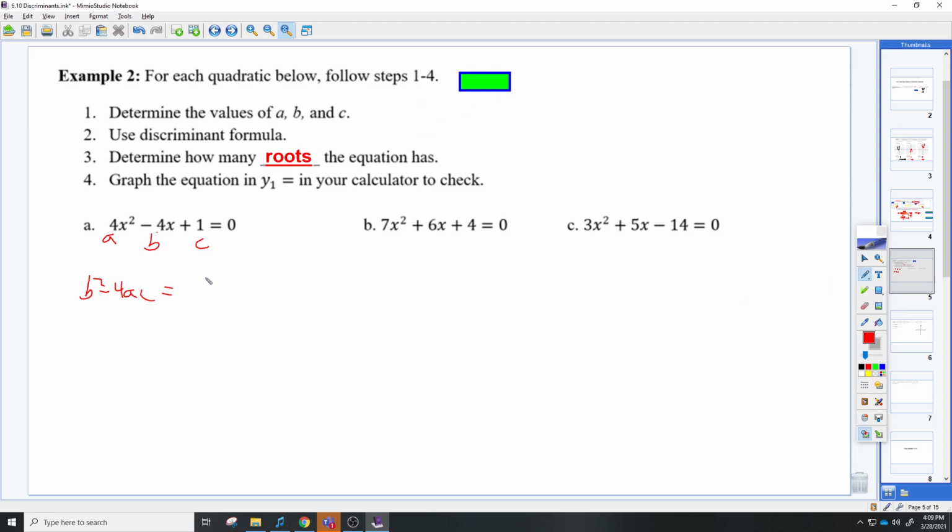So again, let's plug the numbers in. We have b is -4, so we have (-4) squared minus 4 times a, which is 4, times c, which is 1. This will give us 16. Of course, you could put this whole thing into the calculator. You don't have to do it step by step, but I'm just going to do it in my head. 16 minus 4 times 4 times 1, which is 16. So we end up getting the answer of 0.